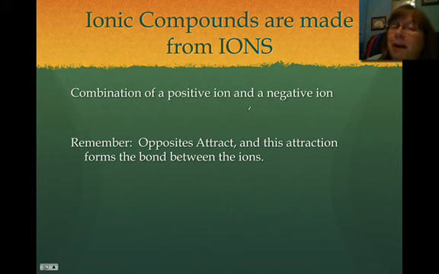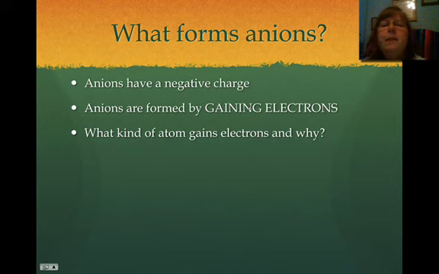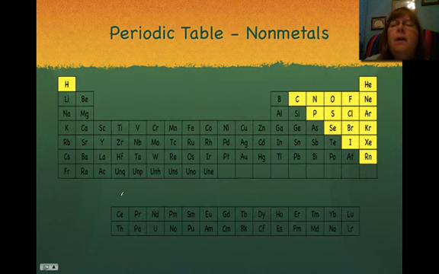Ionic compounds are made from ions, a positive and a negative ion. We now know that the metals are losing the electrons to form the positive ion, but what's forming the negative ion? Anions are the ions that have a negative charge, and they acquire that negative charge by gaining electrons. What kind of atom gains electrons, and why? Well, the answer is nonmetals. Now, we know that noble gases are stable, so even though they're nonmetals, they're not going to be gaining any electrons. They're stable just like they are.